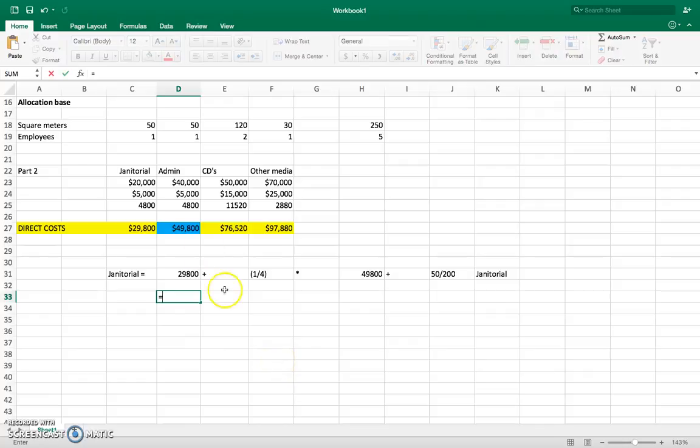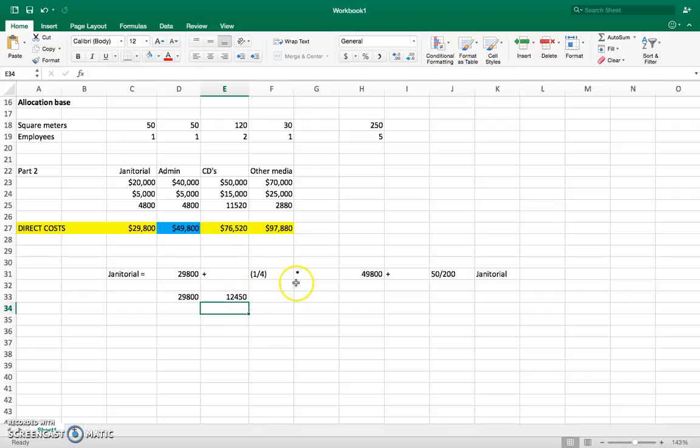So what I'm going to do is take my 29,800. Actually, I'm going to leave my 29,800 in one column, and then I'm going to solve for this part of the equation. So I'm going to take 1/4 of 49,800, that comes out to, what just happened? Okay, let's take 1/4. Okay, we did it manually. So 12,450. That comes out to 12,450 plus 1/4 of 50 over 200, so equals 1/4 times 50 over 200. That comes out to 0.0625.